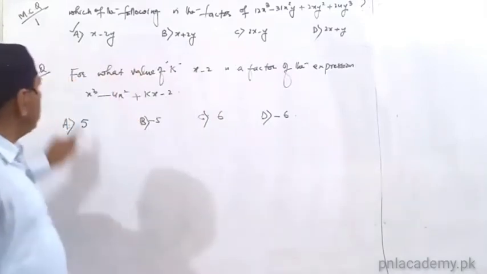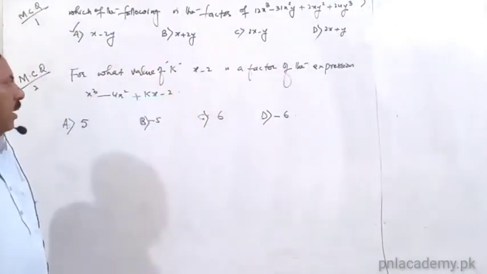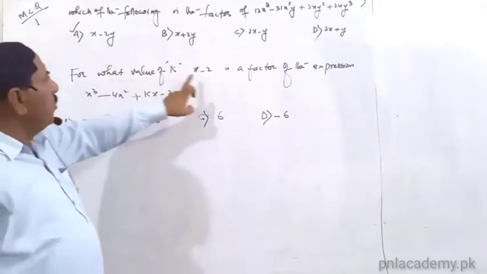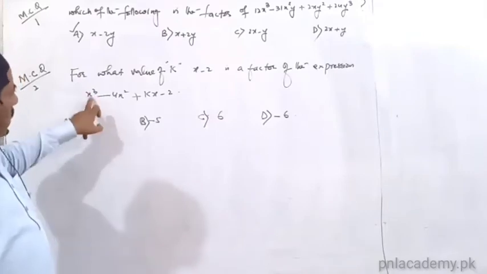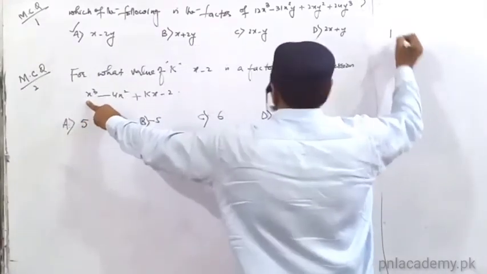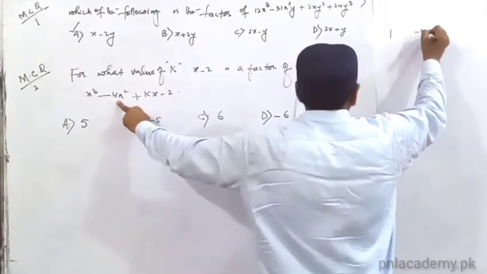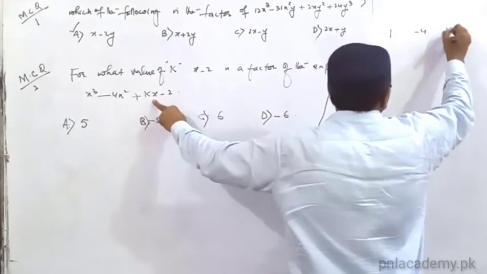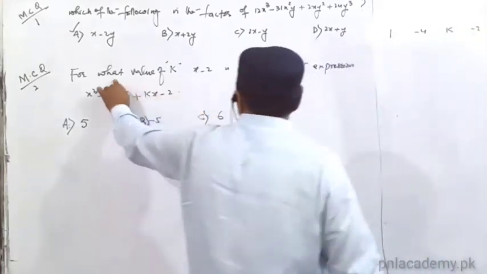MCQ number 2 is, for what value of k? You have to find out the value of k. For what value of k is x minus 2 a factor of the expression x cube minus 4x square minus 4kx minus 2? There is 1 x cube, minus 4x square, minus 4kx, and the constant term is minus 2. For what value of k?